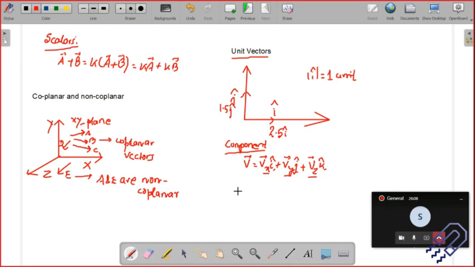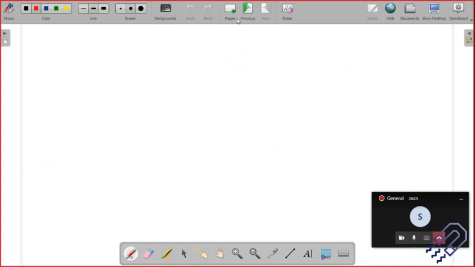But then these component vectors might also make certain angles with each other. And for this, I'm going to draw this particular figure. This might take some time. Let me just draw this first. So I'll draw the x, y, and z axes for you.